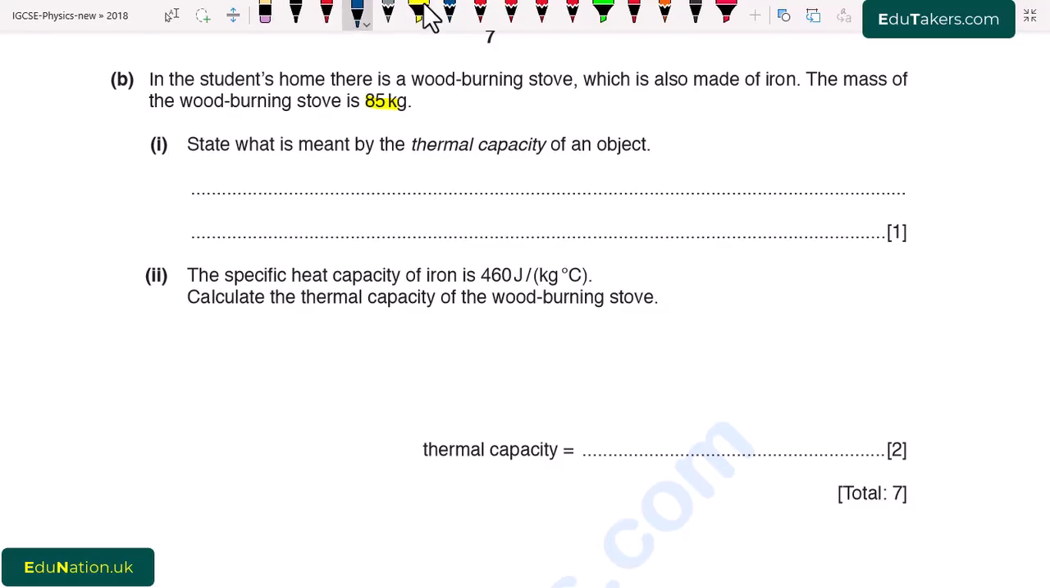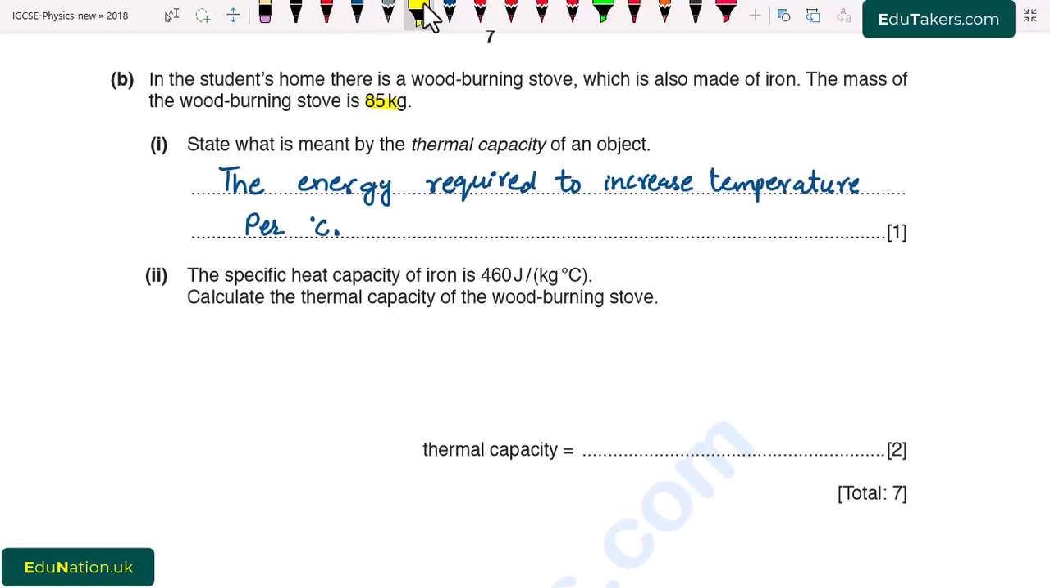So I write here the energy required to increase temperature per degree C.